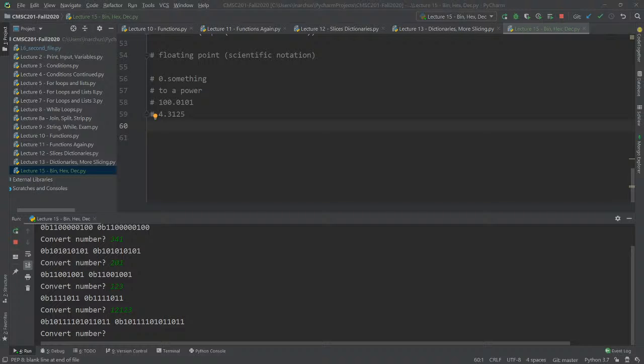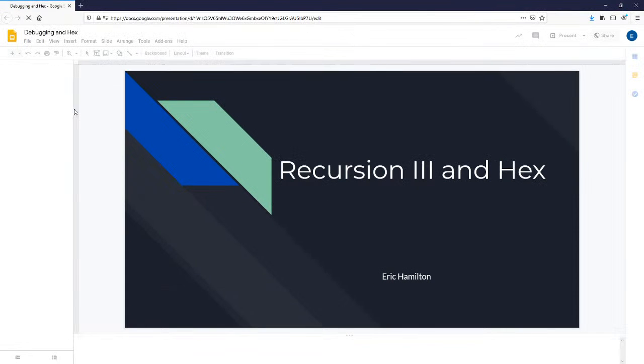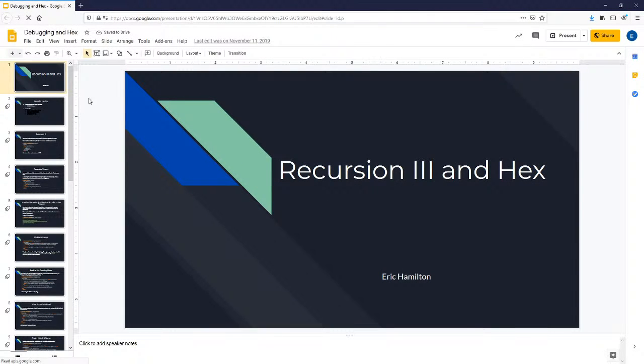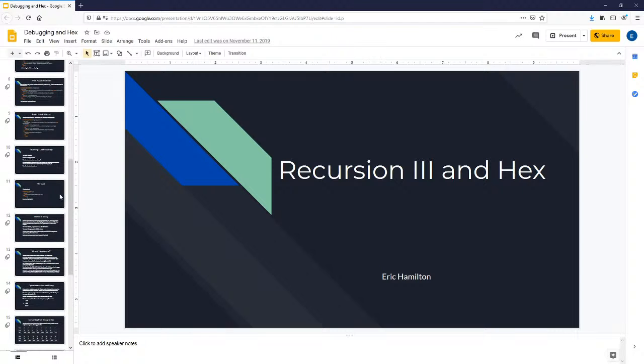I guess I must have done it separately. Yeah, I did binary here, and then I did hexadecimal in lecture 19, I guess. Who can really explain what it is that I do? I do crazy things.